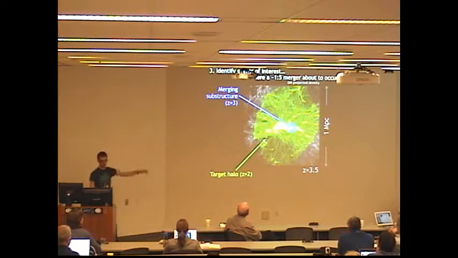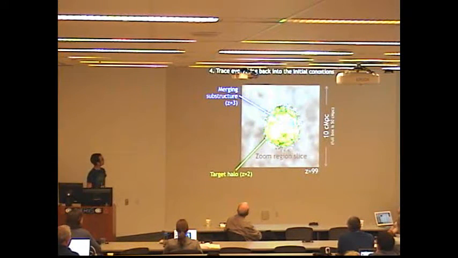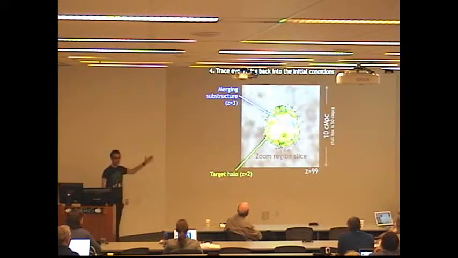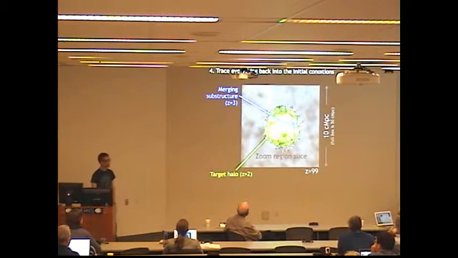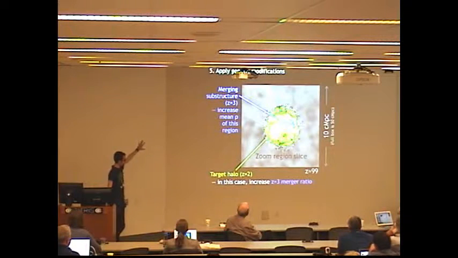Okay? Then I can keep going backwards in time and trace all these particles backwards all the way into the initial conditions. And this is what they look like in just a slice through the simulation at that time. And this is the point at which we actually apply some kind of modification. So we go all the way back into the initial conditions, and then we change them in some targeted way.